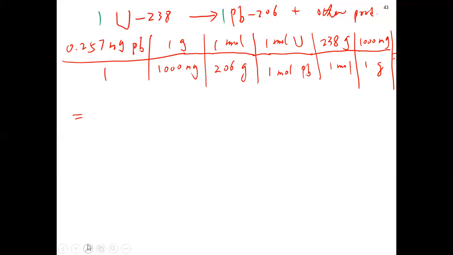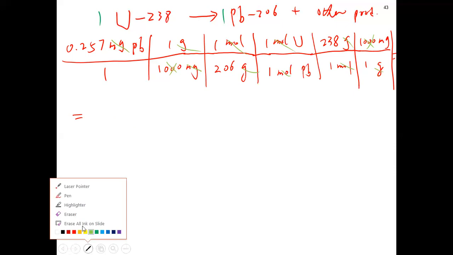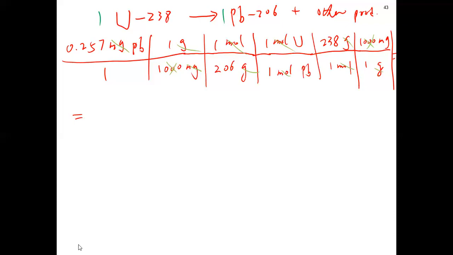So I want to show you a summary. After these few conversions, the milligram comes out, the gram comes out, the mole comes out, so you pretty much see this 1,000 cancel out. Therefore, when you don't have time, you can simply write this easier ratio: 0.257 milligram, and then 238 and then 206.